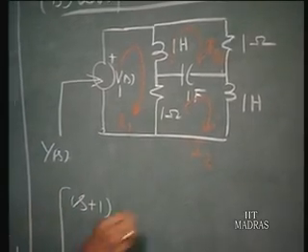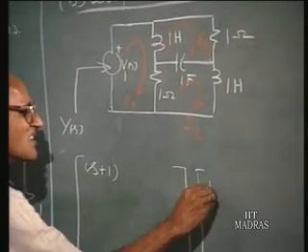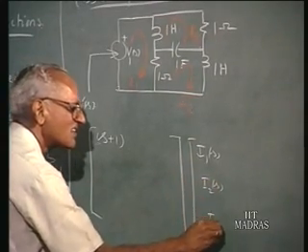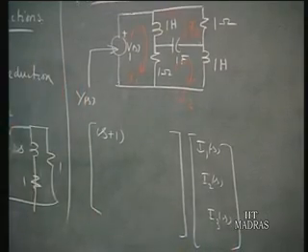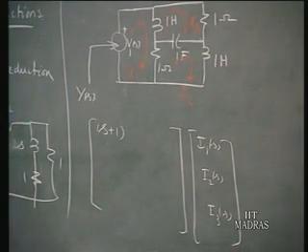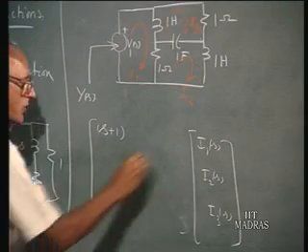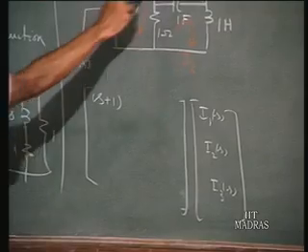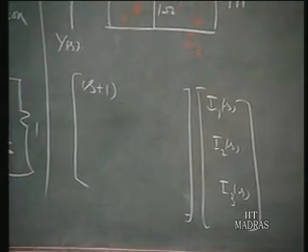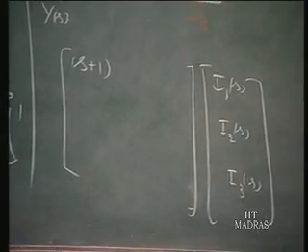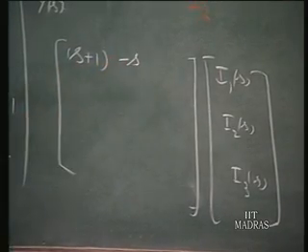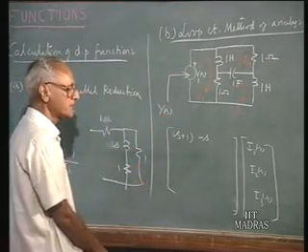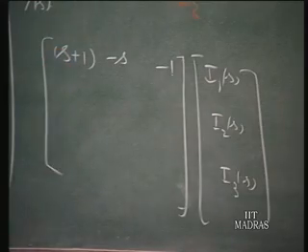I write this in matrix form, I1 of S, I2 of S, and I3 of S. Convenient for me to write this in matrix form. So S plus 1 times I1 of S, and the coupling between loops 1 and 2 is due to this 1 Henry inductance, and in that both the currents I1 and I2 are oppositely headed, therefore the coupling impedance is minus S, and the coupling between loops 1 and 3 is due to this 1 ohm resistance, and the two currents are oppositely directed, therefore it should be minus 1.